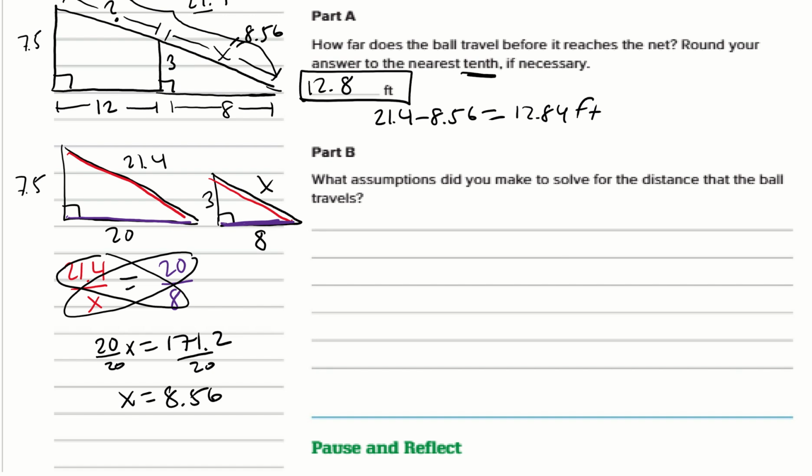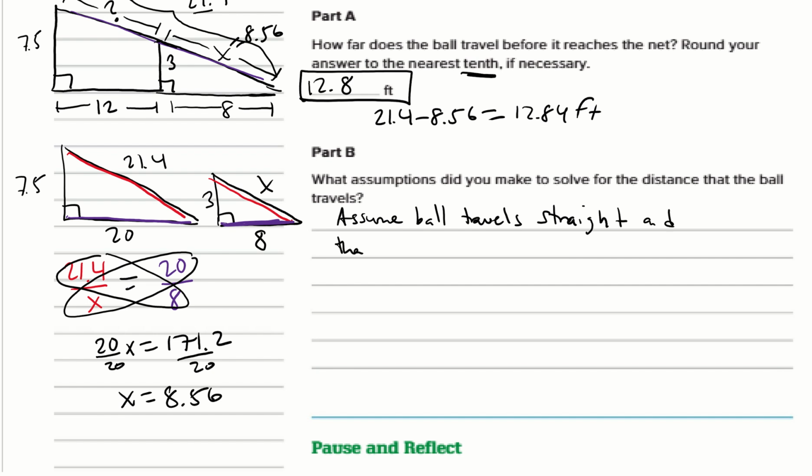Okay, so what assumptions did we have to make for that problem? Well, there's a few things. We have to assume that the ball traveled in a straight line, right? Normally balls, when they're in the air, they curve like this, right? But here we assume that it travels in a straight line. So we assume the ball travels straight. And we also assume that it barely touched the net. So it just went above the net in my picture.